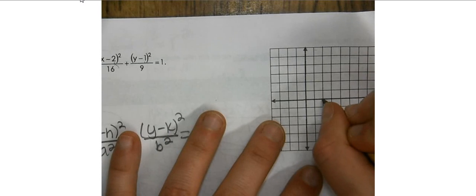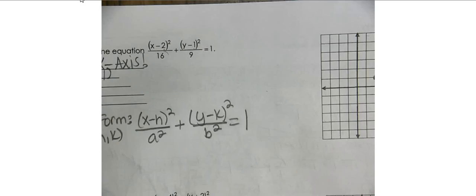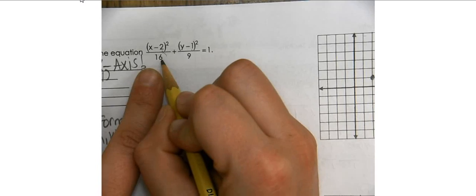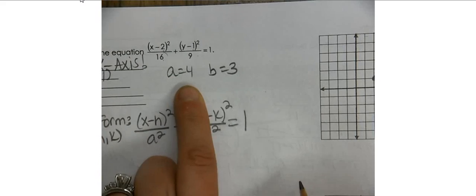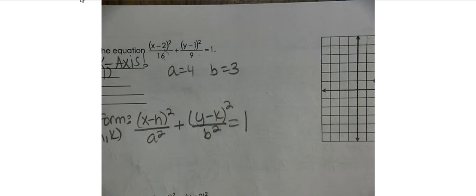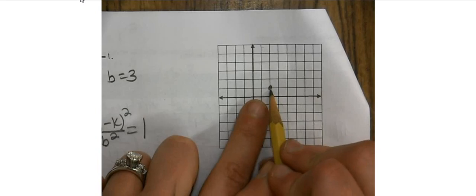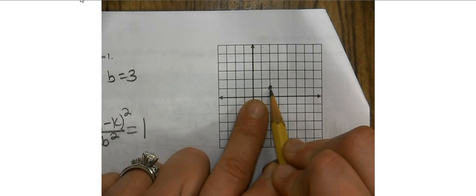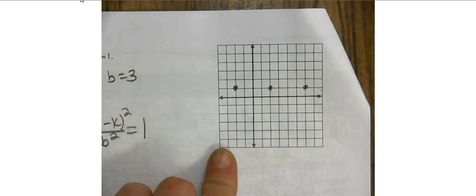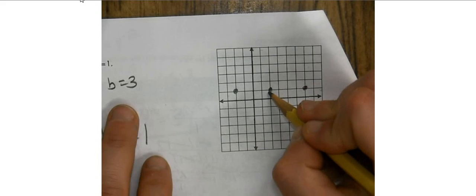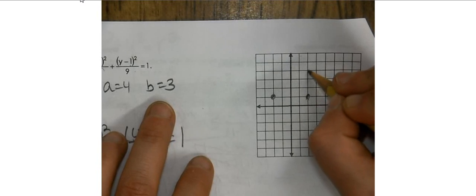So now I'm going to plot (2, 1). I'm going to go over to 2 and I'm going to go up 1. And now I need to figure out what I'm going to be counting. So the square root of 16 is 4, and the square root of 9 is 3. So I'm going to count horizontally 4 units. Starting at my center, I'm going to count to the right 4 units and to the left 4 units. And now starting from my center, I'm going to count vertically, up and down, 3 units. 1, 2, 3, and 1, 2, 3.